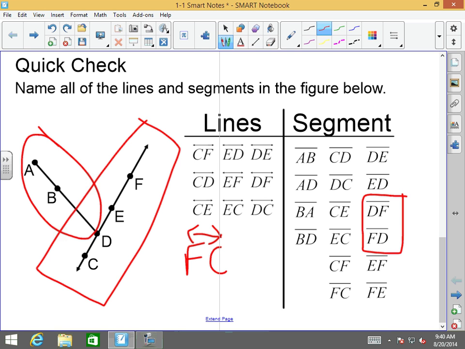I want you to be free to name it either way you want. If one of you puts this segment is DF, and the other student puts FD, well, that's great. They're both going to be accurate, as long as you remember, guys, there are no arrows for segments. Does that make sense? May I continue, gentlemen? Yes?